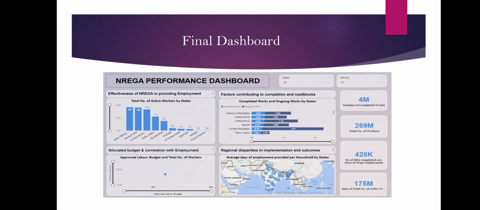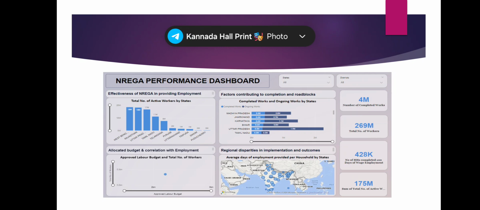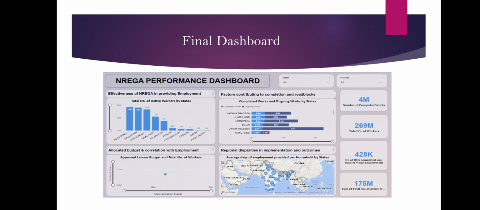Next we have the final dashboard, and here we see the KPIs solved before, along with the effectiveness of NREGA in providing employment, factors contributing to completion of works, allocated budget and correlation with employment, and regional disparities in the outcomes. Here we have a total of 4 million workers and 269 million, and the number of households that completed 100 days of wage employment is 428k, and the total active number of workers is 175 million.